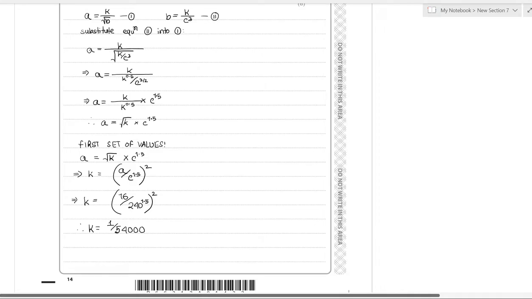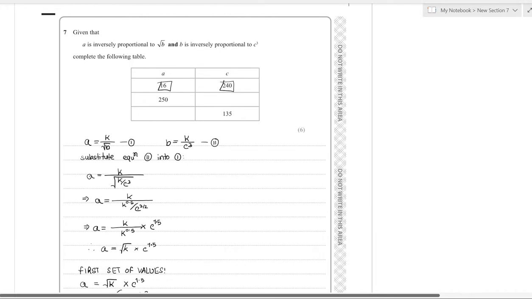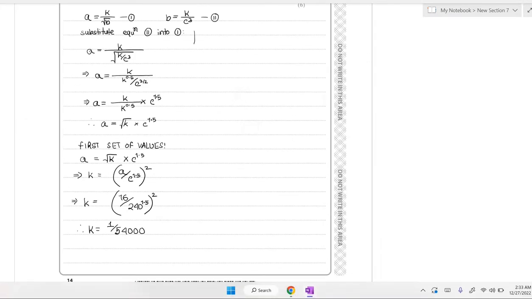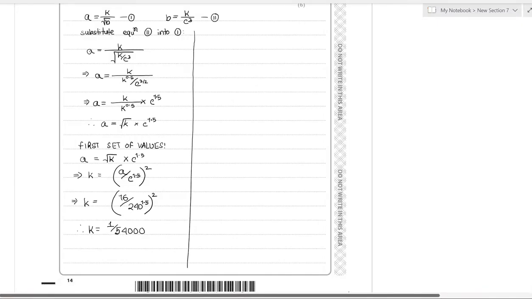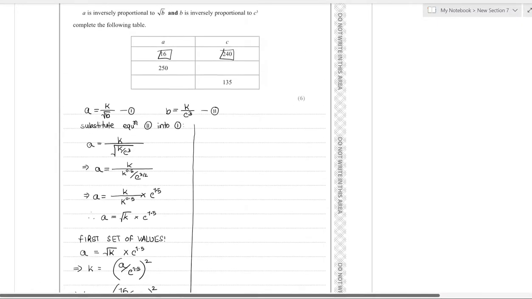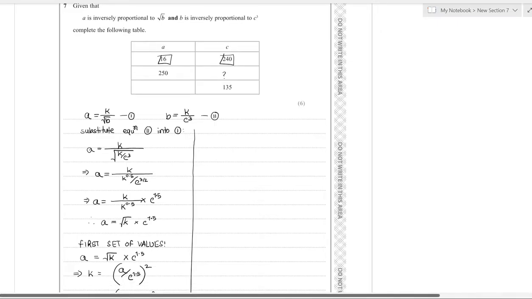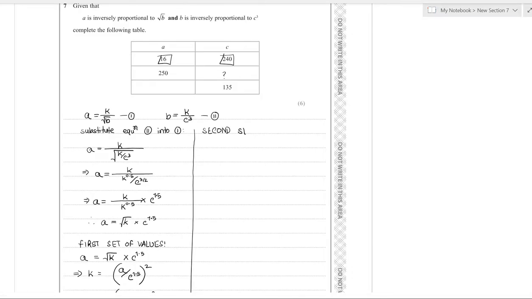And now using the first value, we have calculated the value for k, and then using the value for k, we can find the value for c in the second value and a in the third set of values. So let me move to the second set of values. In the second set of values, the value for c is missing. So we are now using the second set of values.